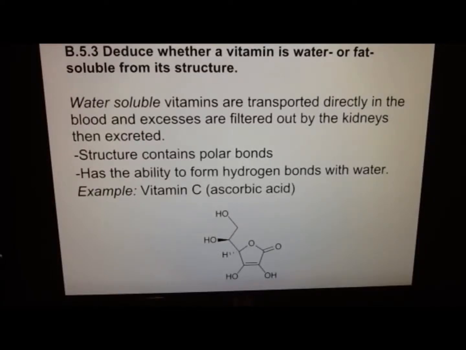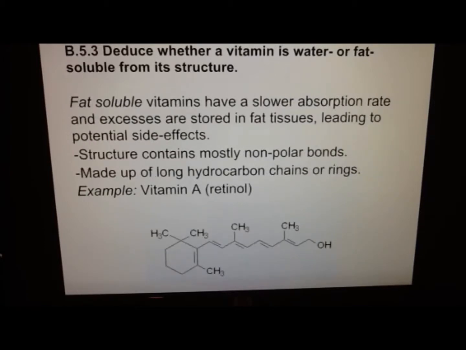The biggest thing to look at when deducing if a vitamin is water or fat soluble is if the structure contains polar or non-polar bonds. Water-soluble vitamins will generally contain mostly polar bonds, an example being vitamin C, and they have the ability to form hydrogen bonds with water. Water-soluble vitamins are transported directly in the blood, and excesses are filtered out by the kidneys and then are excreted.